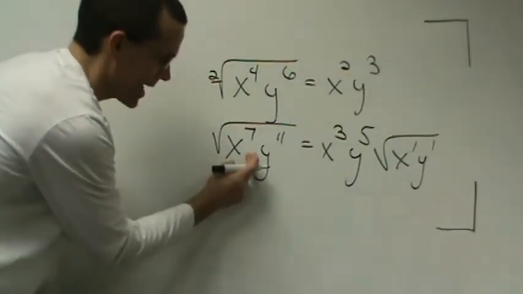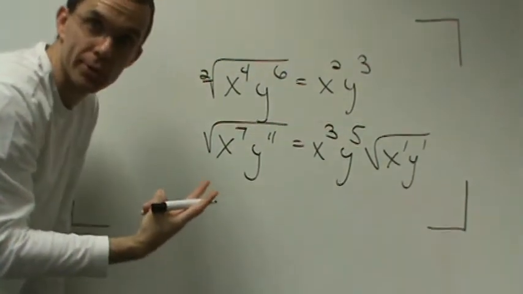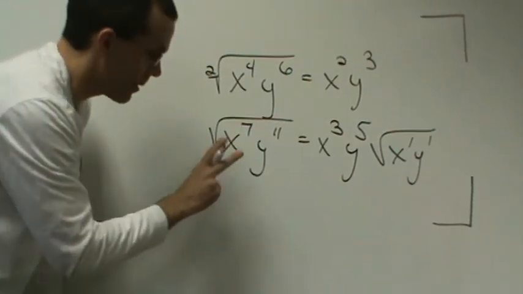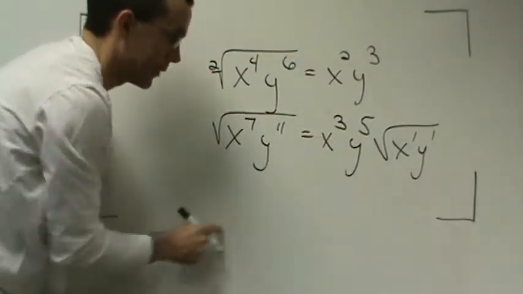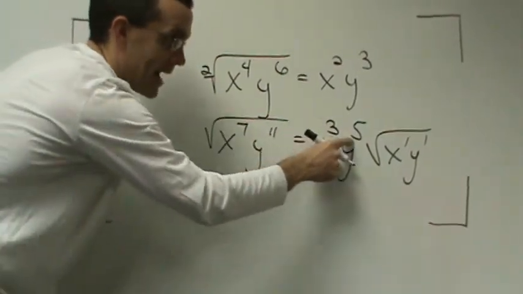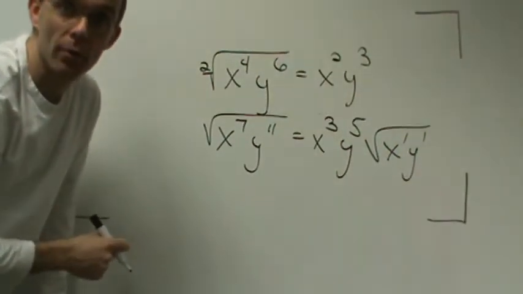Again, think about it. If I have 7 x's, how many groups of 2 do I have? That's really just division. I have 3 groups with 1 x left over. With 11 y's, I have 5 groups with 1 y left over.